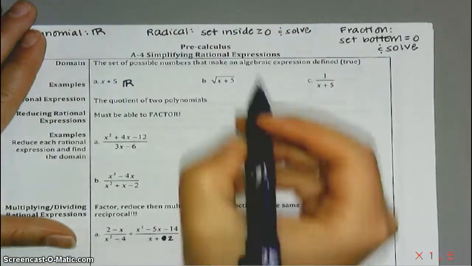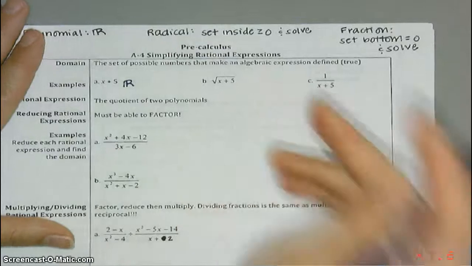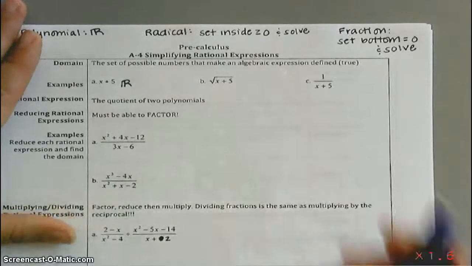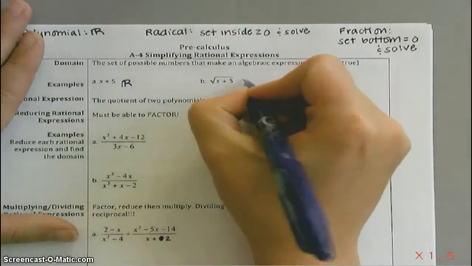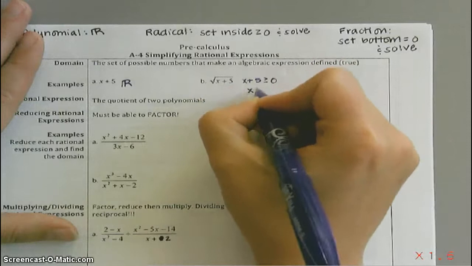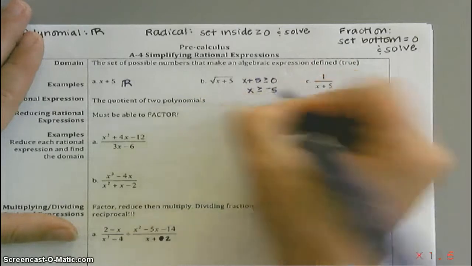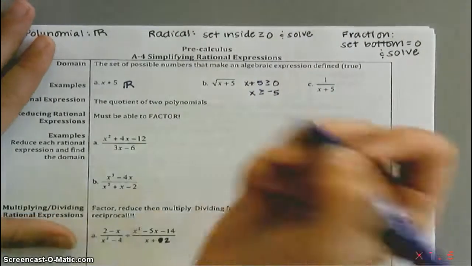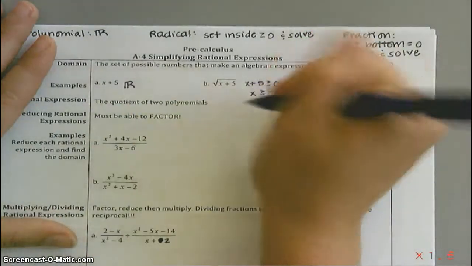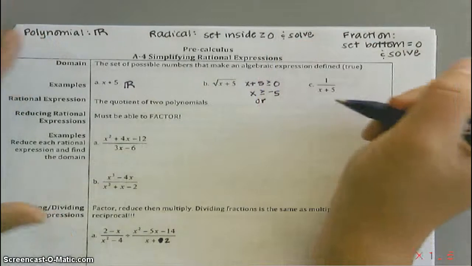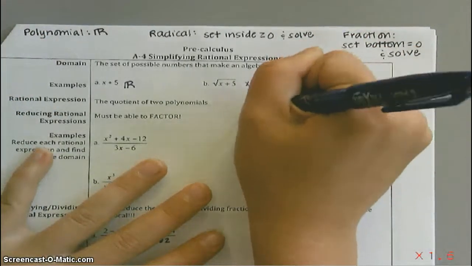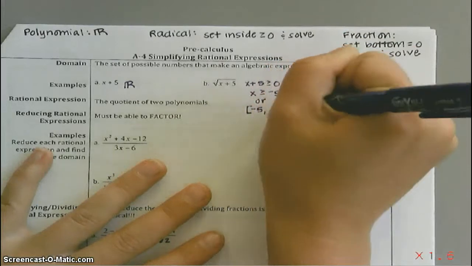Part B, we have a radical. It's the square root of x plus 5. What you can do is set the inside greater than or equal to 0 and solve. So here, your domain would be that x has to be greater than or equal to -5. If you wanted it written in interval notation, since you are including -5, you'd have the bracket from -5 to infinity.